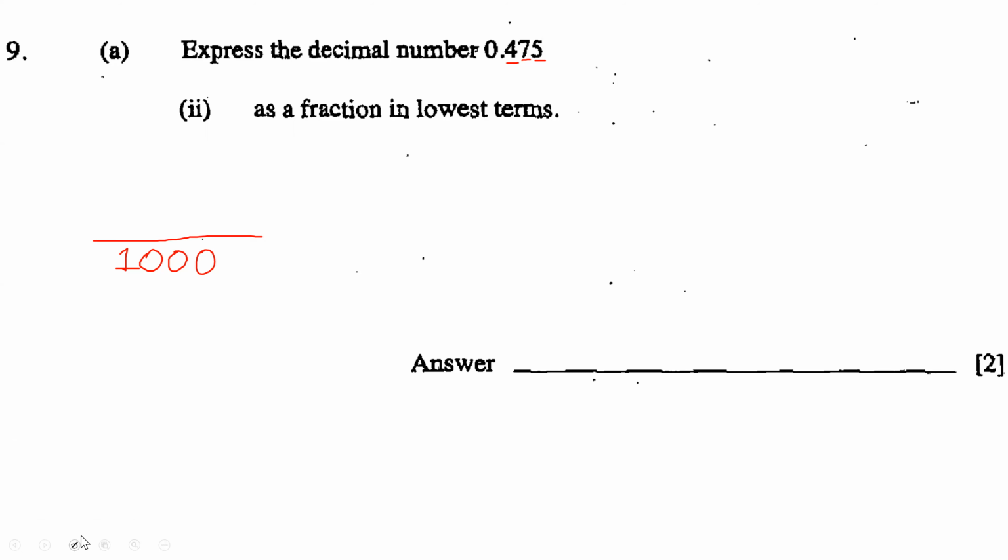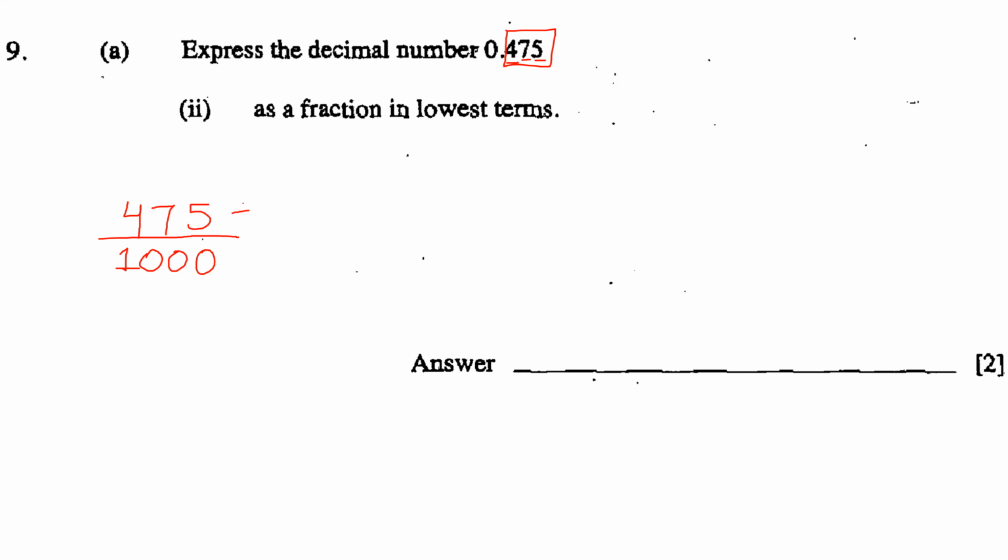Let me make this line a little bit straighter. So 1,000 is going to be your denominator. The numerator is going to be this number right there, 475. So that's your numerator, 475. Awesome. Now we have to find a number that goes into both 475 and 1,000.